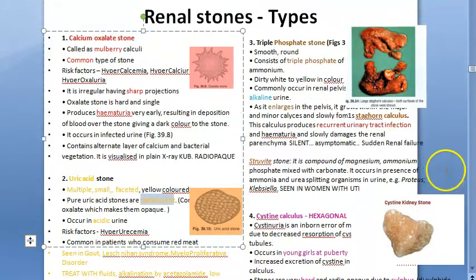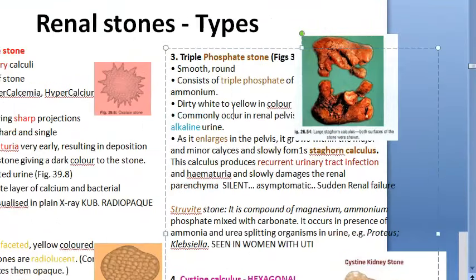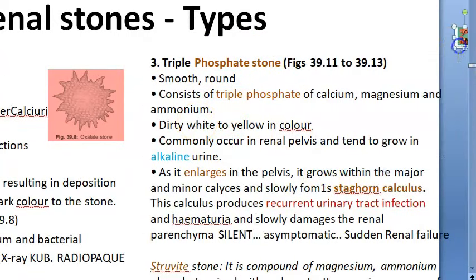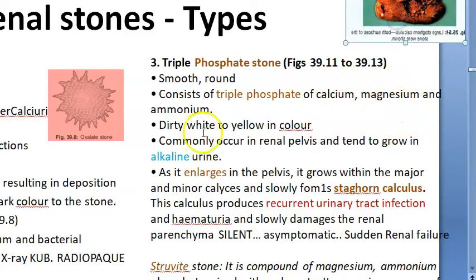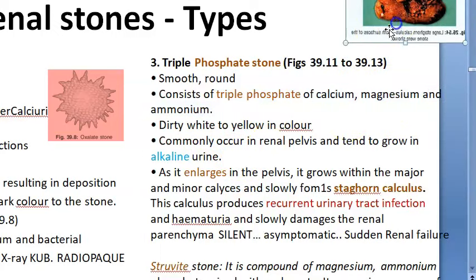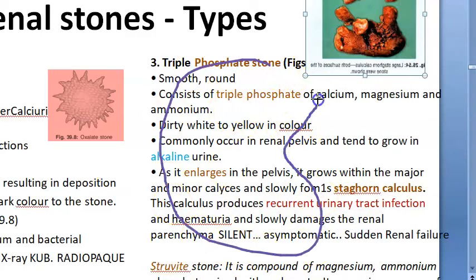Now we will move on to this side. Triple phosphate stone. Guys, basically this triple phosphate stone means it's a triple phosphate of calcium, magnesium and ammonium. So this is also called triple phosphate stone. These are smooth and round. They are dirty white to yellow in color. They occur in the renal pelvis and tend to grow in alkaline urine. This is the only unique thing about it. It grows in alkaline urine.